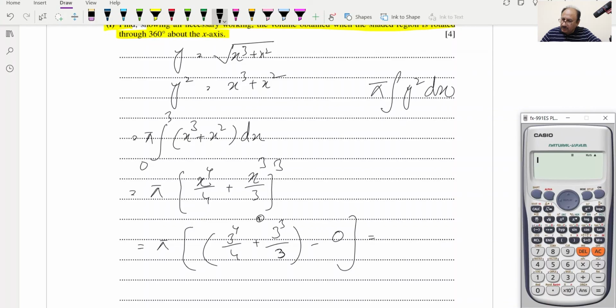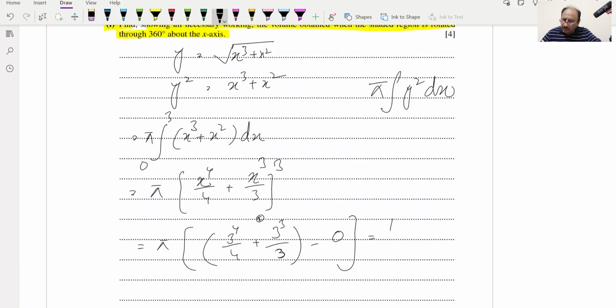This will be equal to 3 raised to the power 4 over 4, and next is plus fraction 3 raised to the power 3 over 3, and this is equal to 117 by 4, and this pi we can write. So this will be the volume, this is units cubed.